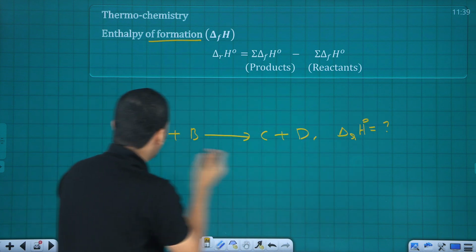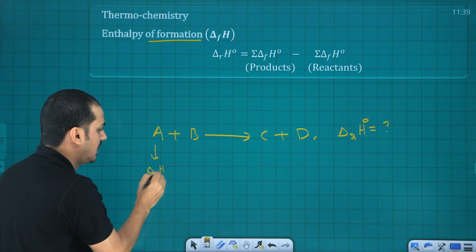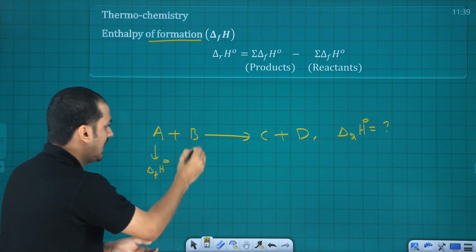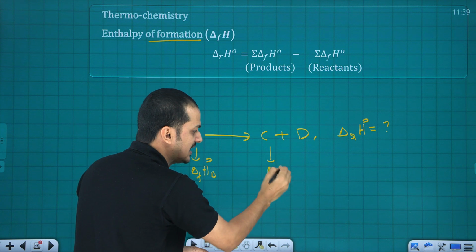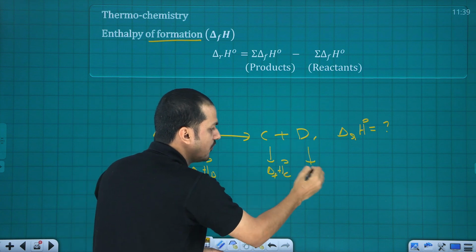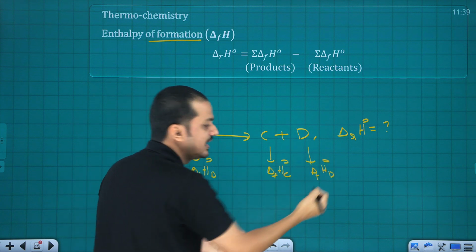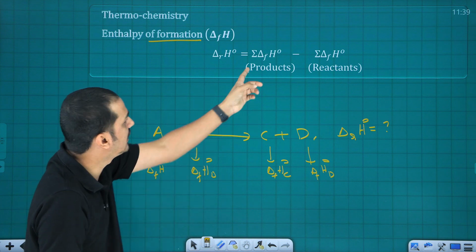Sometimes they will give you what? Enthalpy of formation of A. Enthalpy of formation of B. Enthalpy of formation of C. Enthalpy of formation of D. If they give this much idea, then I can give the formula.